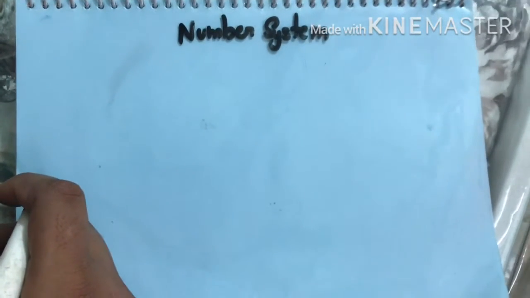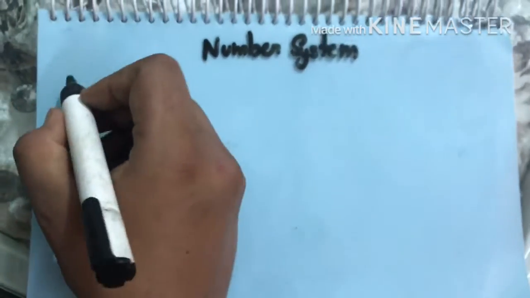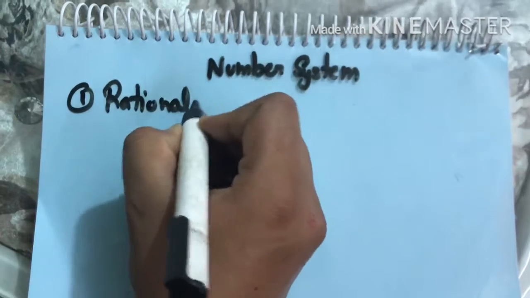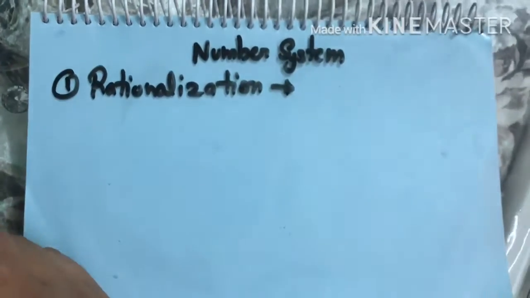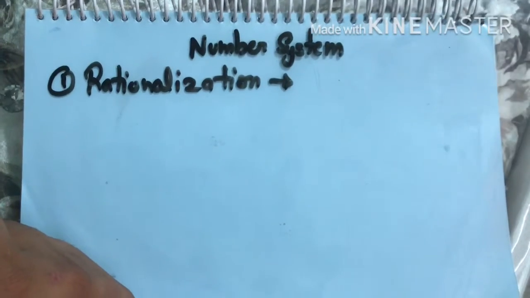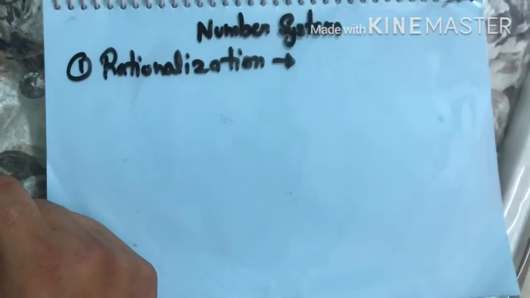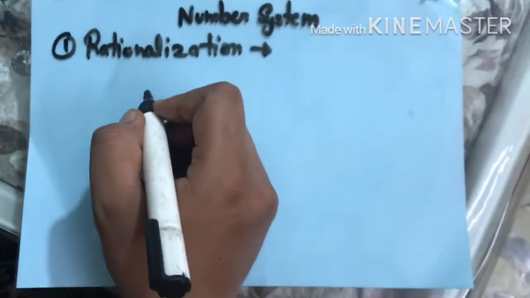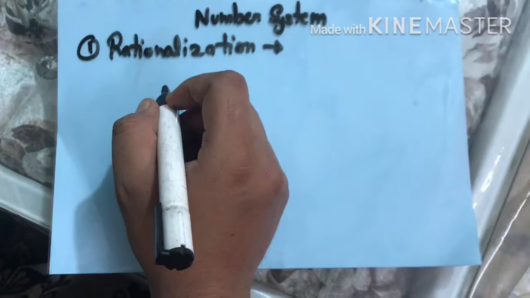So today we are going to take one of the most important topics of this chapter, that is rationalization. Today we are going to study rationalization, one of the most important topics of the chapter Number System. Let's study rationalization. What is rationalization, I will definitely let you know with an example.